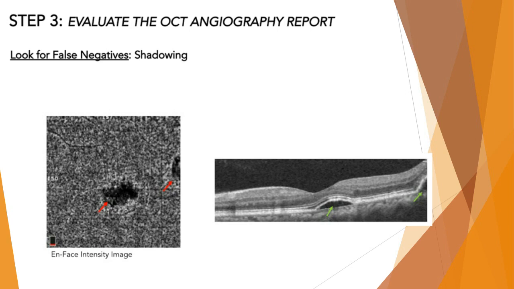You can see on the angiography scan that there are two areas there of darkness, two areas of shadowing.